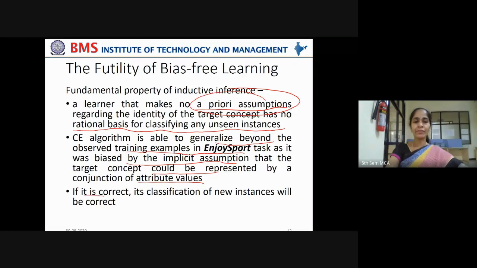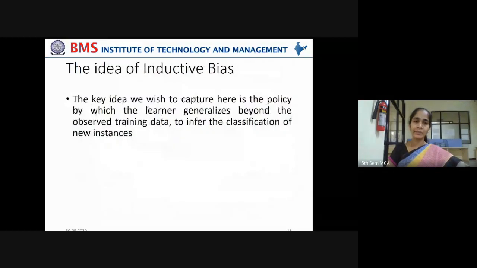That is what it is saying. If it is correct, its classification of new instances will be correct. But if the assumption is wrong, only a small number of instances may be predicted wrongly as negative or positive labels. It may make wrong predictions if its assumption is wrong, but that will be a smaller number. It will not be more, as in the case of an unbiased learner, right?